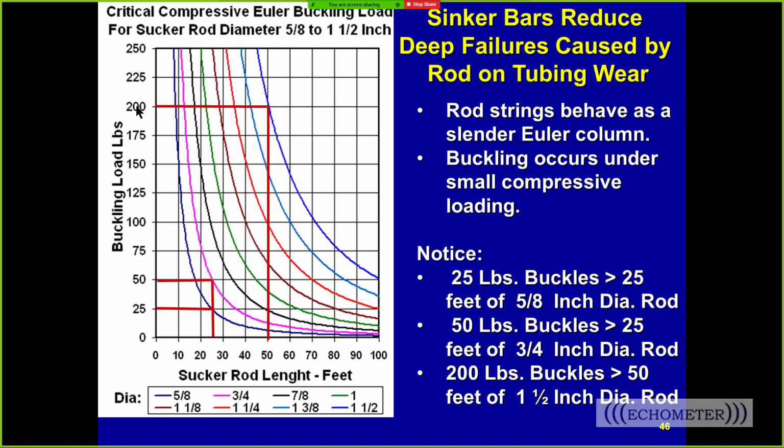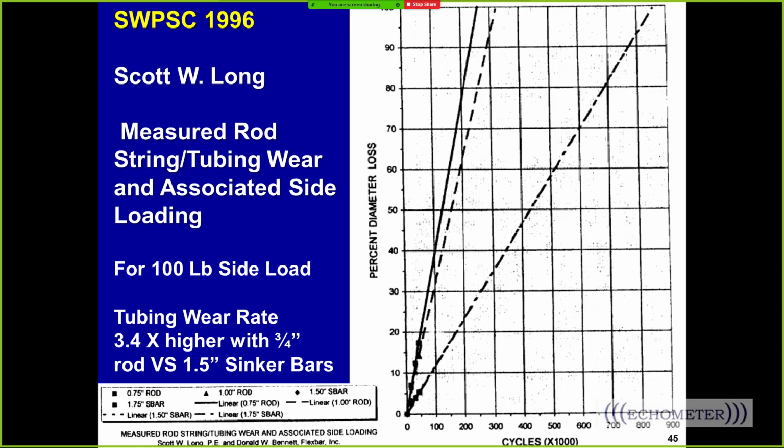Well, in all of the design programs that you pay money for, the default pump friction is 200 pounds. So all that means is that if you run a design program that has a default pump friction, then 200 pounds of pump friction will buckle your sinker rod string. If your sinker rod string is buckled, then it's important that the large diameter of the sinker bar reduces the wear and increases the time for a hole to appear due to rod-on-tubing wear.